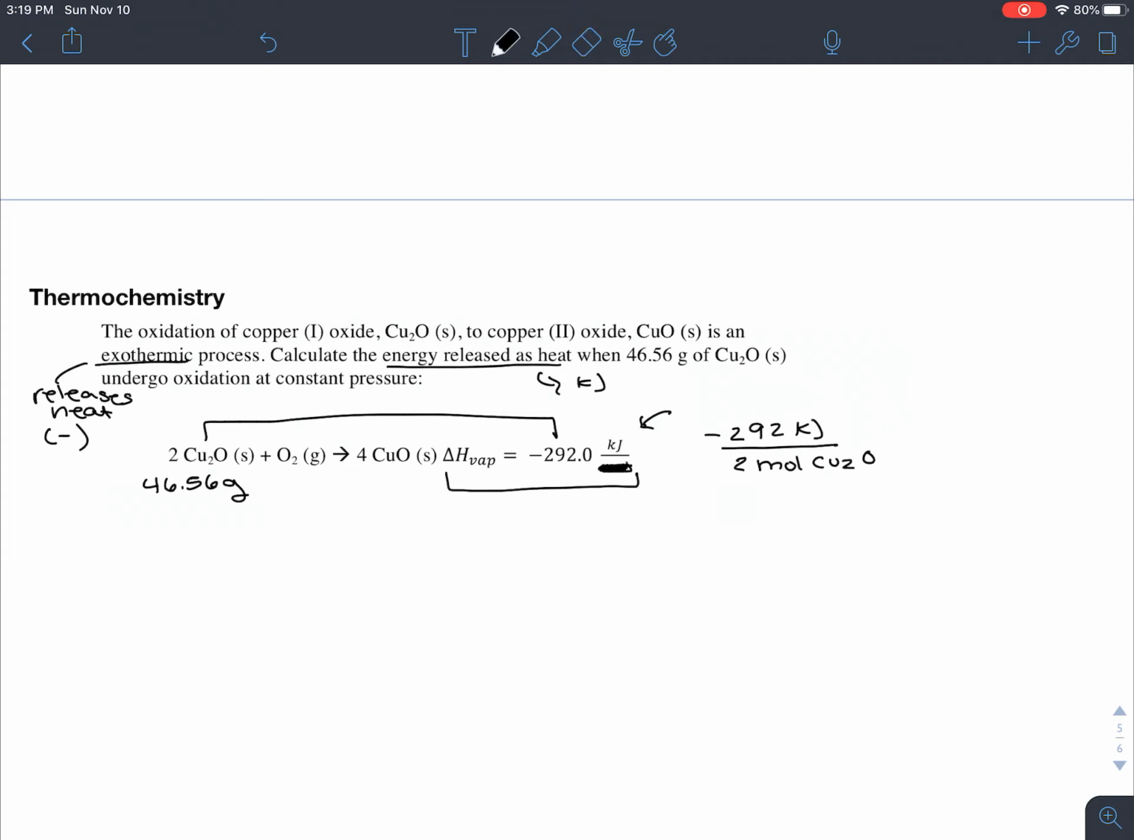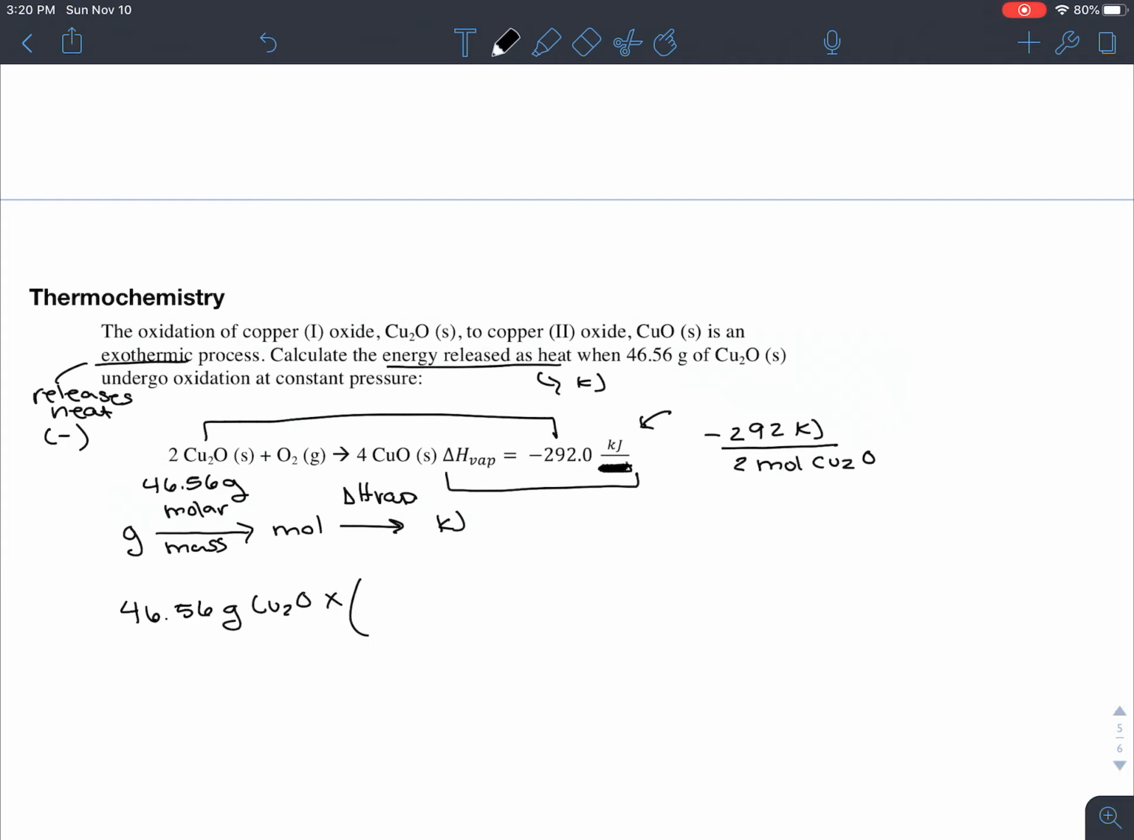So I know that that's kind of where I have to end, which means that I have to get rid of moles. Since I'm given grams, I have to go to moles to then cancel out the moles. And the only way I can go from grams to moles is molar mass. And then I can go to heat using the enthalpy of vaporization. So it's kind of my steps.